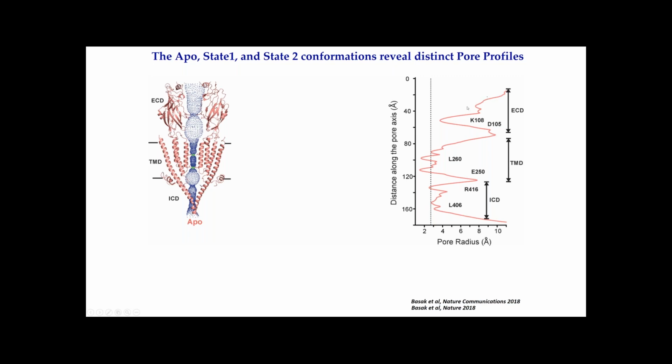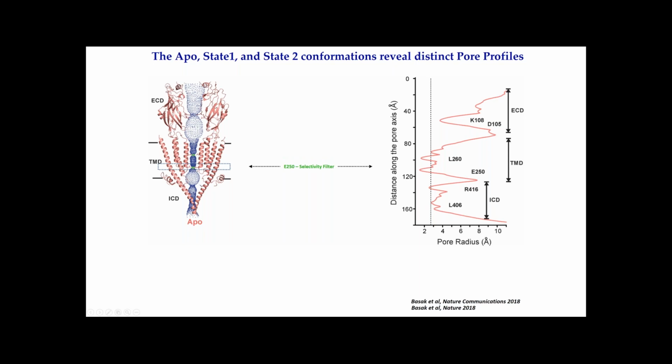This is plotting the pore radii along this pathway. What we see here, the central constriction within the transmembrane domain, is a ring of leucine residues that form the activation gate. The dotted line right here is the radius of a hydrated sodium ion. So constriction below the dotted line will represent a barrier to a permeating sodium ion.